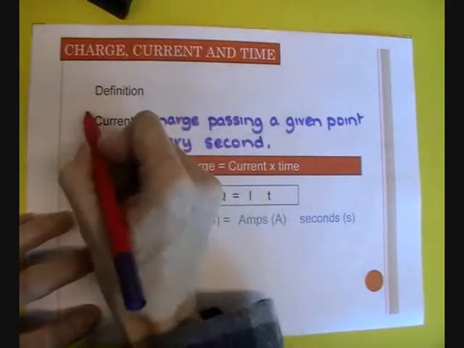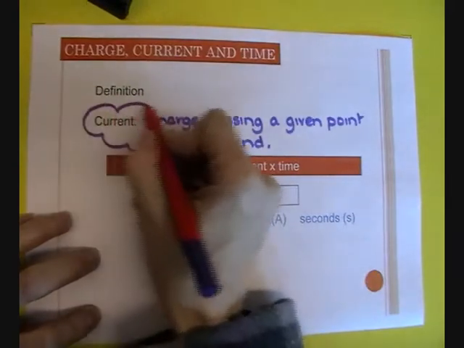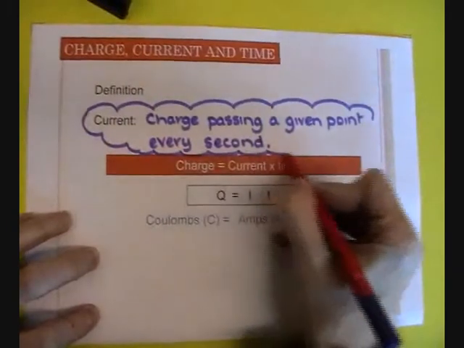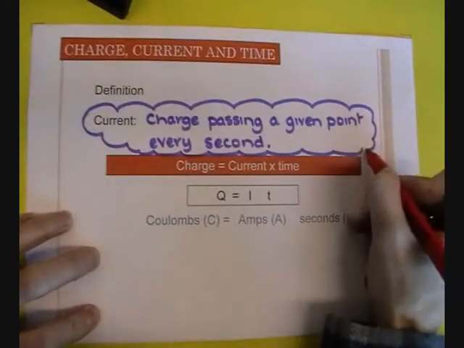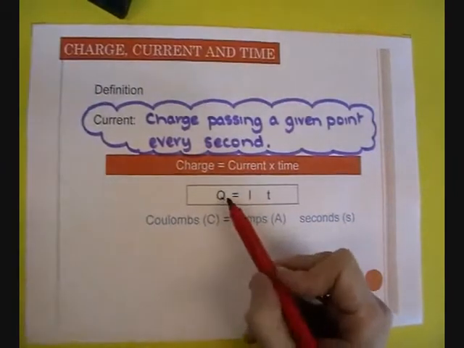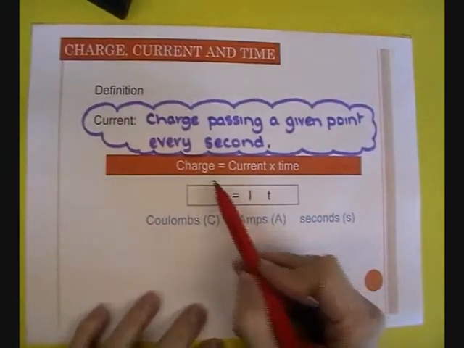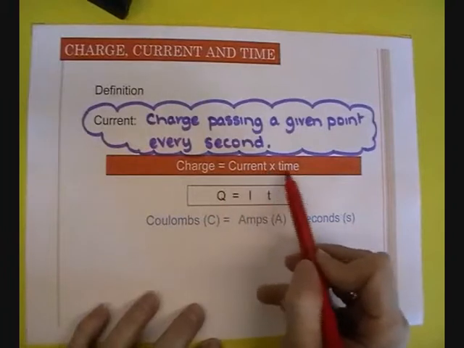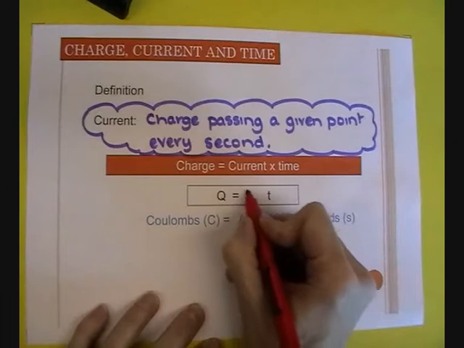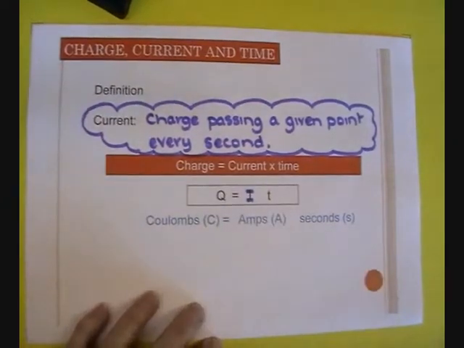Now, of course, this is physics, and we always have an equation for things, especially things we can calculate. And so we have an equation that connects charge and current. So charge, we use the letter capital Q, and charge is equal to current by time. So current, we use a capital I, and T is time.